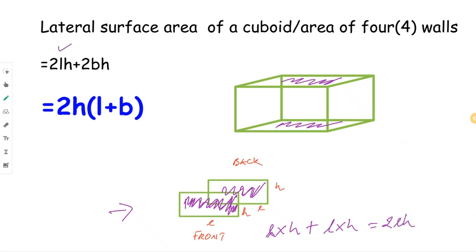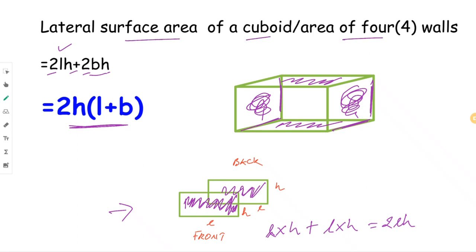Same thing even for the left and the right: breadth into height, breadth into height. If I do that, I'll get the area of the right, and the same with the area of the left. If I add them, I'm going to get 2 times breadth height. You can see from here, 2 and h are common, so I've taken them together, and I'm going to get twice height, length plus breadth, which will give us the lateral surface area of a cuboid, or the area of 4 walls of a cuboid.